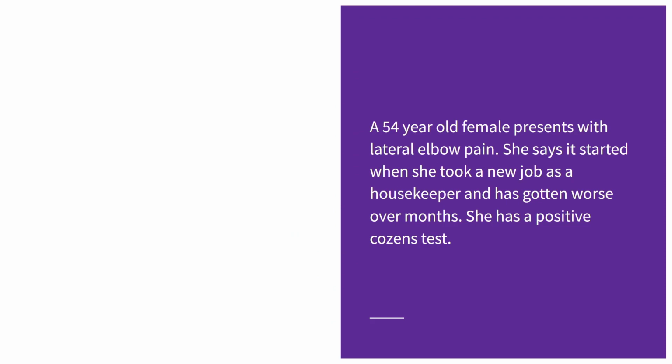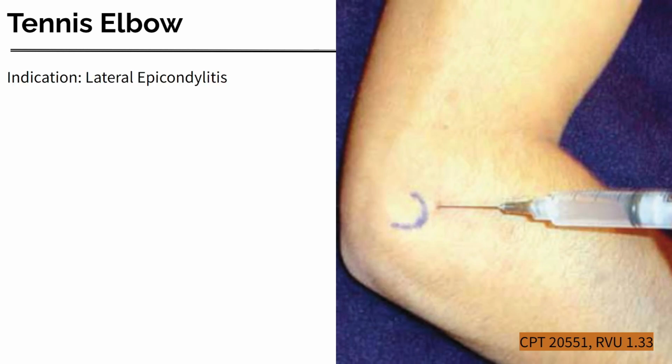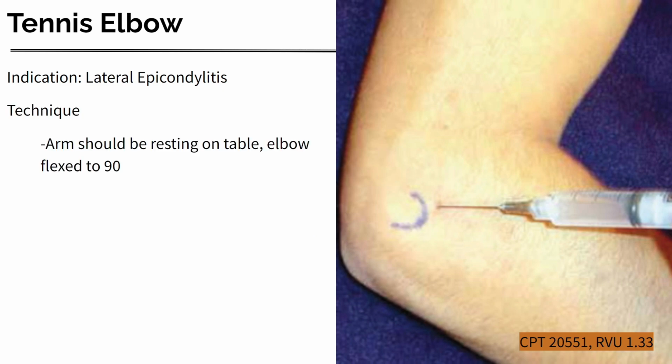A 54-year-old female presents with lateral elbow pain. She says it started when she took a new job as a housekeeper, which has gotten worse over the last few months, and she has a positive Cozen's test. So in this patient, we're talking about tennis elbow or lateral epicondylitis. This injection has gotten more controversial as time goes on, as tennis elbow is really no longer thought of as an inflammatory problem. However, this injection is still performed.